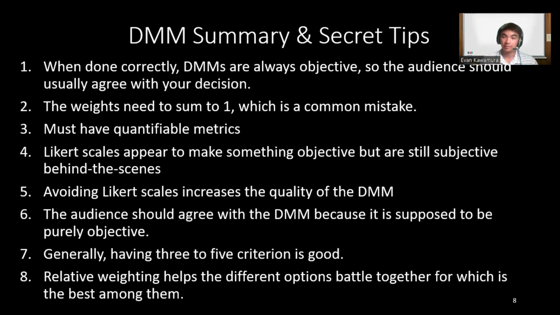We also said that having 3 to 5 criteria is pretty good. If you have too many or too few, it can cause some problems in your weighting. And finally, having relative weights helps as the different options in your DMM battle against each other as they determine who's the best among them.